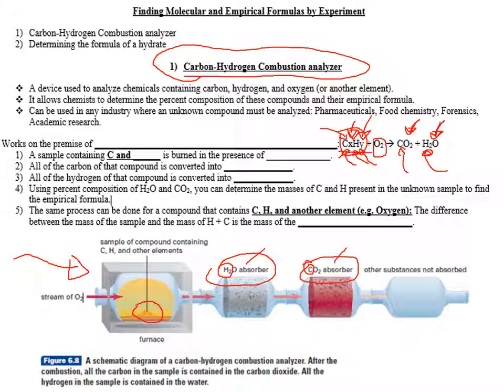So that's the general idea behind a carbon-hydrogen combustion analysis or analyzer. I just want you to get the general idea behind it and how it works, so that you know it's not really magic. It does happen through experimentation, and we need that experimentation in order to analyze these compounds. And so we can use these combustion analysis machines in things like the pharmaceutical industry to figure out what is in our medication, the food chemistry industry, forensics, or academic research when we're trying to figure out what the unknown compound is, or get some idea as to what the unknown compound is.